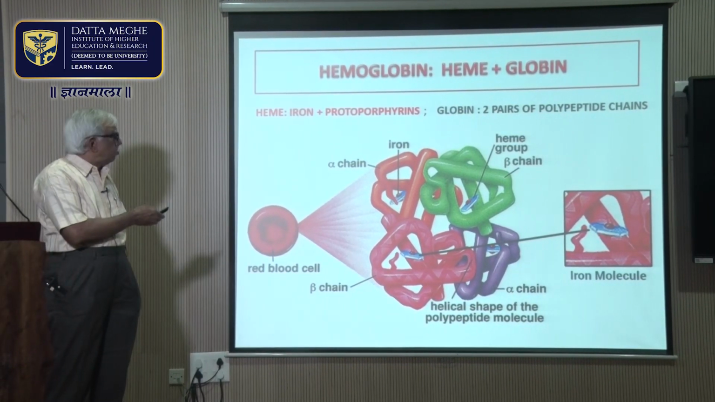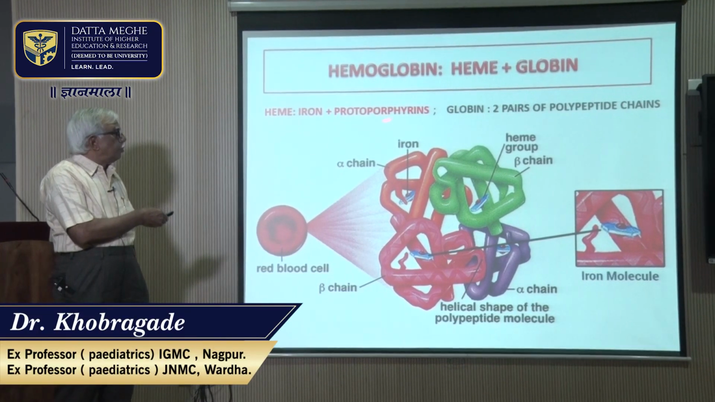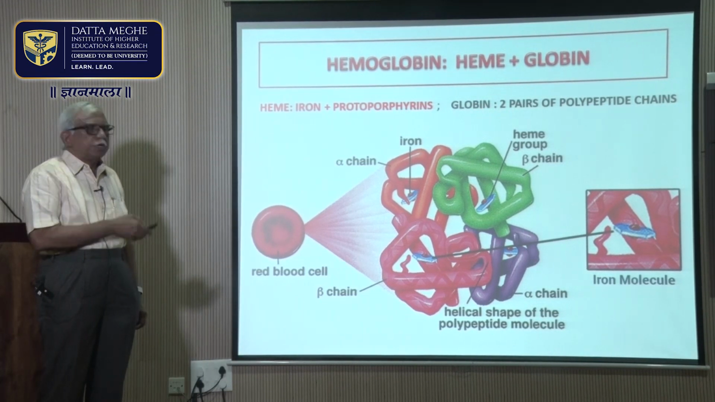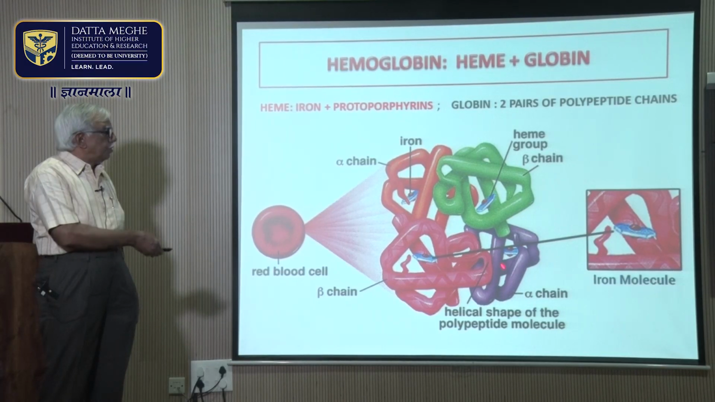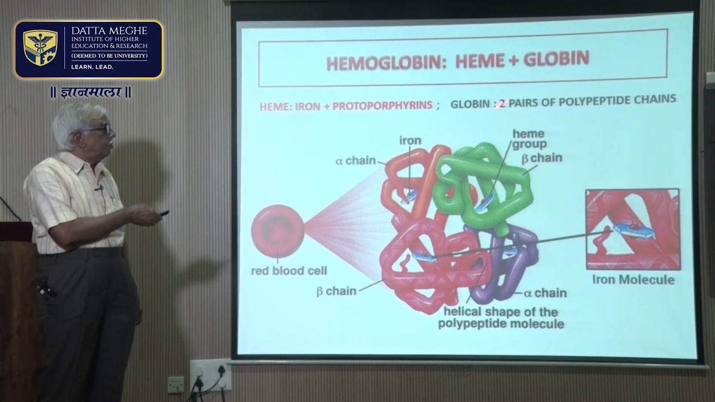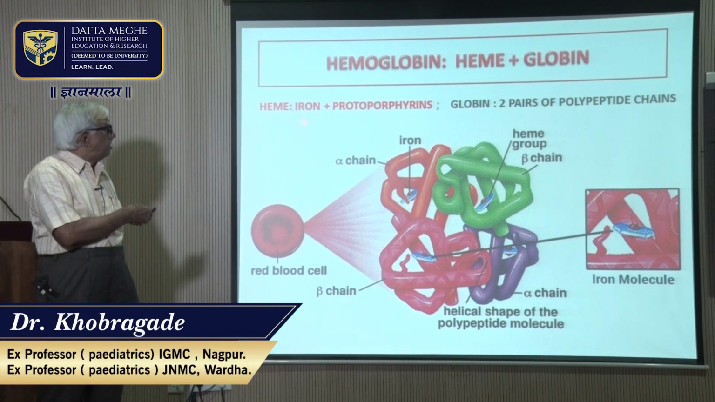As is being shown over here, the heme consists of iron plus protoporphyrins, and the globin has two pairs of polypeptide chains. These are the alpha chains and the beta chains. So, two alpha chains and two beta chains constitute together to form a globin molecule, and globin plus the heme constitutes the hemoglobin.